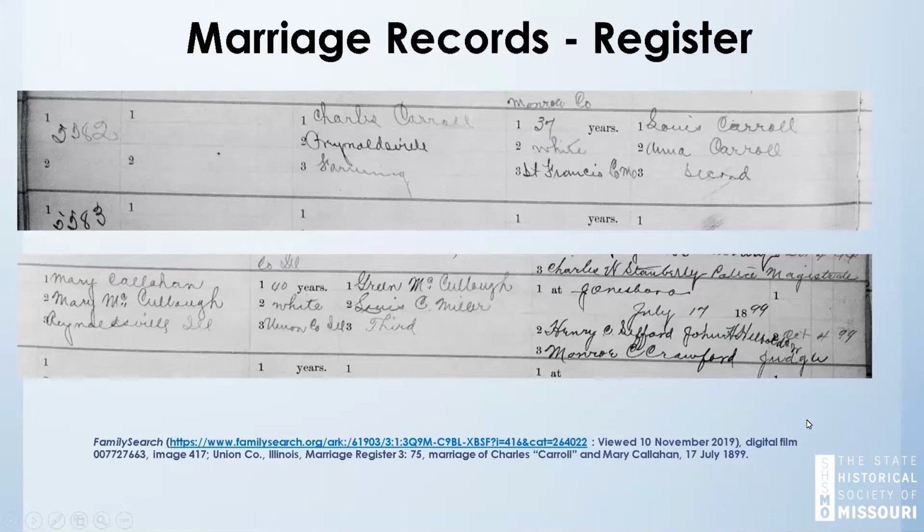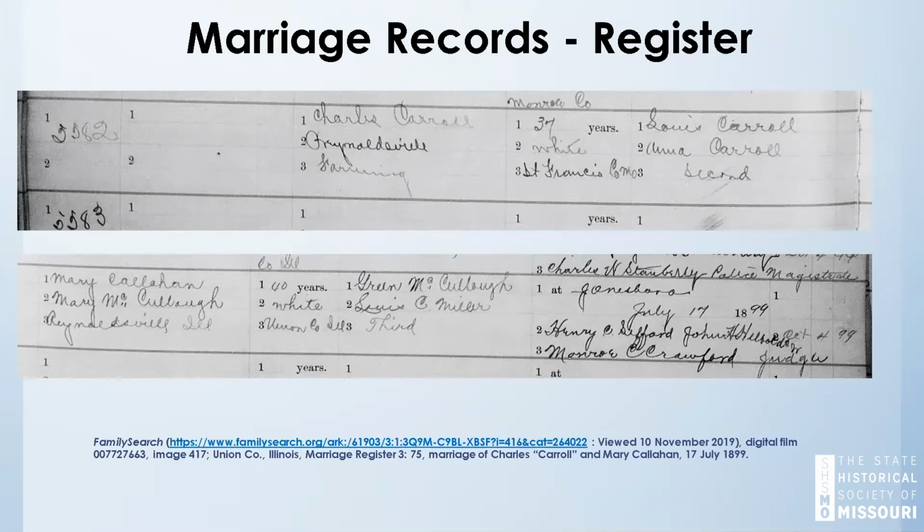There were registers kept, and this is an example here that I love. If you ever do research in Illinois and some other states, Illinois in the early 1870s started to require this register information, and it's really great because it not only gives the parties getting married and the date, it gives their address, their occupation, their parents' names and the witnesses, and how many times the people have been married.